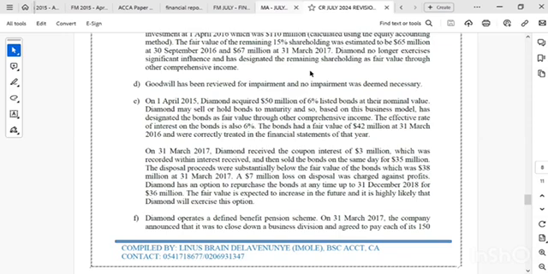On 31 March 2017, Diamond received a coupon interest of 3 million, which was recorded within interest received. Whether you classify the instrument through profit or loss or other comprehensive income, the interest you receive will still be interest income. It is only the fair value that matters. How do we treat the fair value? It is the fair value that goes to other comprehensive income. So that is okay for them.